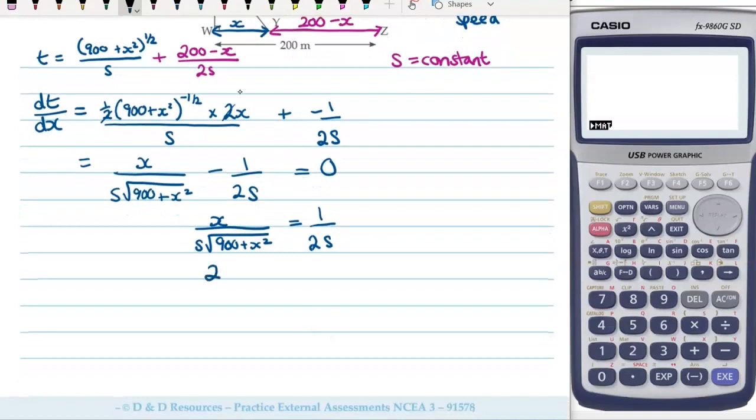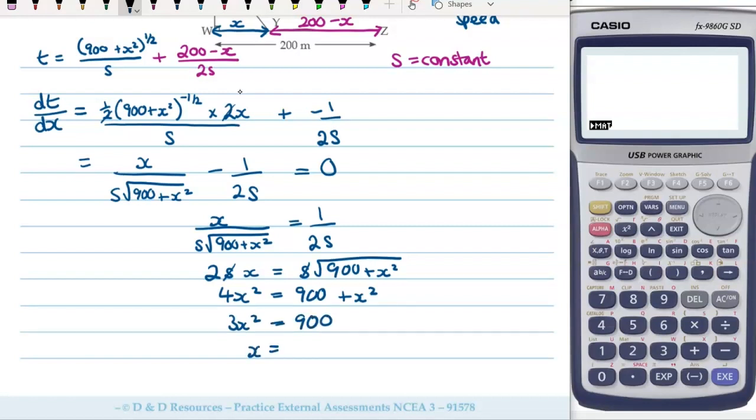So we'll have 2sx is equal to s root 900 plus x squared. Now the s's cancel through, we don't even need to know what the speed was. We can square both sides. We've got 4x squared is equal to 900 plus x squared. So 3x squared equals 900. So x will be 900 divided by 3 is 300, so it'll be the square root of 300. 17.32 meters.